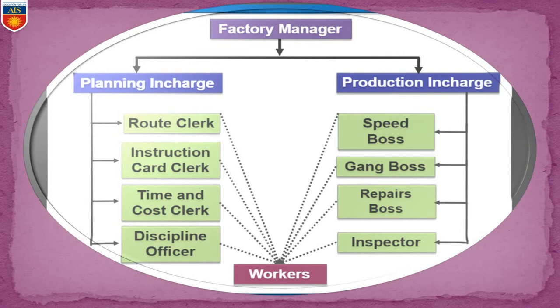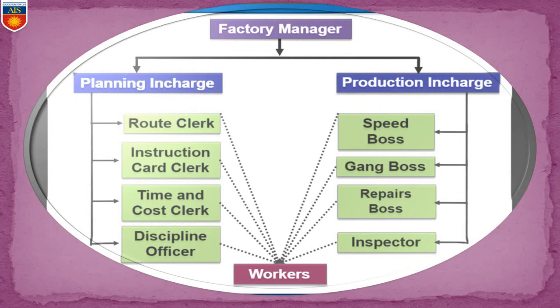The last one in this section was the disciplinarian or discipline officer. He ensures the discipline that should be observed by the workers in the factory. He ensured that workers would work according to the factory rules and regulations. He was responsible to oversee the cases of absenteeism and insubordination.